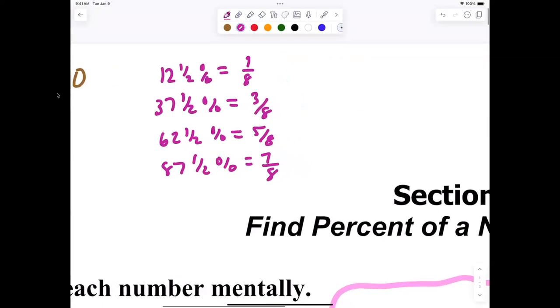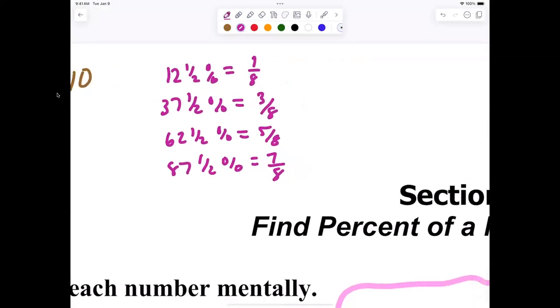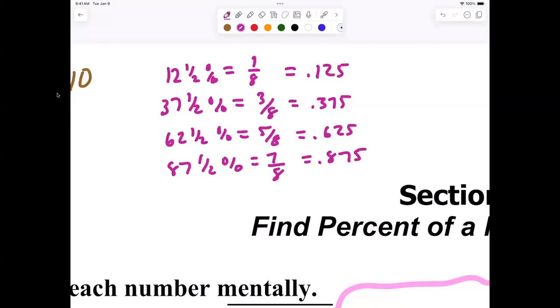Because earlier in the year, we did 1/8. Listen to me, guys. Earlier in the year, 1/8 was equal to 0.125. 3/8 was equal to 0.375. 5/8 was 0.625. 7/8 is 0.875. I always said, if you remember those, life can be much easier down the road. Now, this as a percentage would be 12.5%. This would be 37.5%. This would be 62.5%. This would be 87.5%.